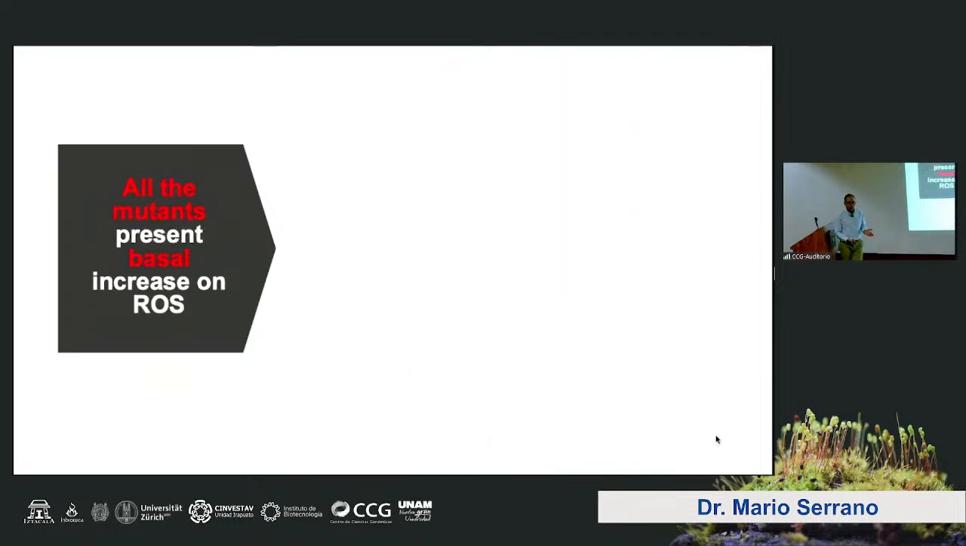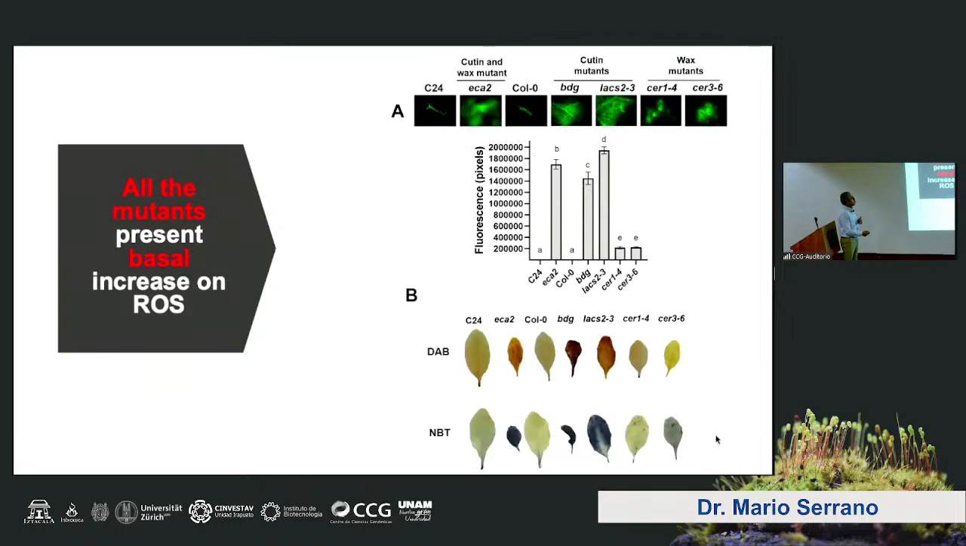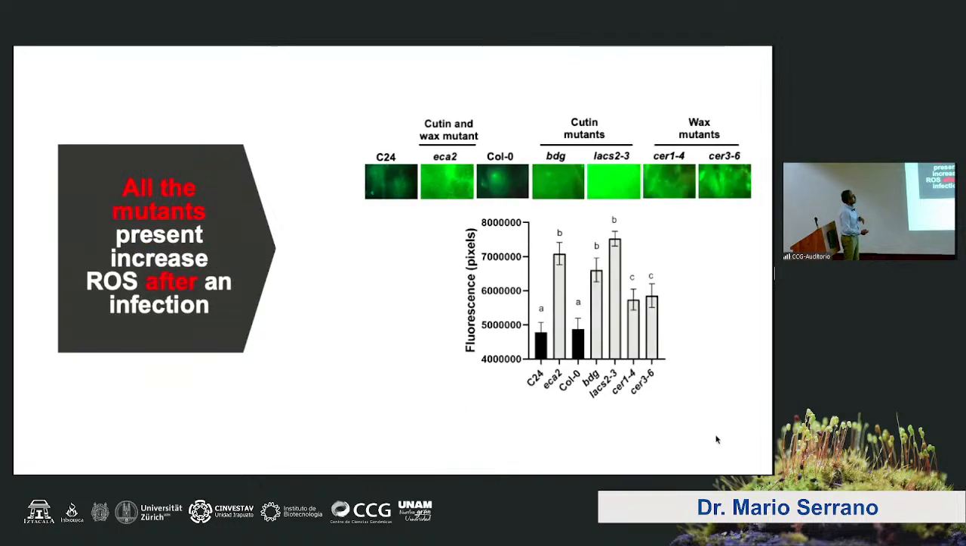Then what happened with the ROS? Well, in the basal condition, normally the cutin-related mutants have more ROS. What we observe is that actually all the mutants have more, though not at the same level. It was a lower level in the wax-related mutants, but still significantly more than the wild type. And of course, the cutin mutants have more ROS. So this is the basal. What happened when the pathogen interacts with these mutants? Then you can see more clearly that all the mutants accumulate more ROS than the wild type. So again, more permeable, more ROS.